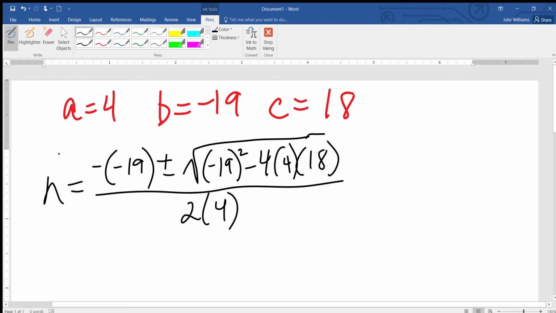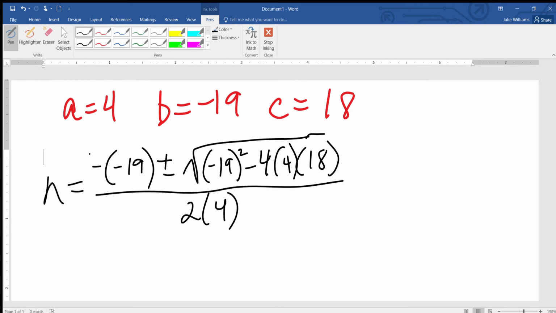Okay, and what we had done is we had used the quadratic 4n squared minus 19n equals negative 18. Then we remember to add 18 to both sides. So then our a was equal to 4, our b was equal to negative 19, and our c was equal to 18. Okay, I was at the point of substituting all of those values into the quadratic formula when my video froze. So that's where I picked up. I have substituted all of the values into the quadratic formula.